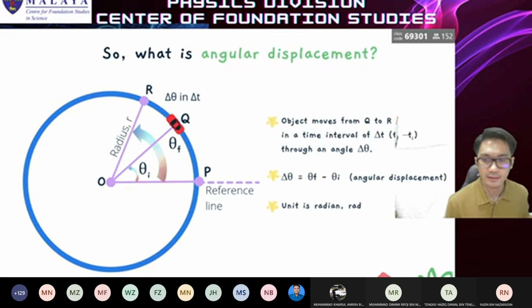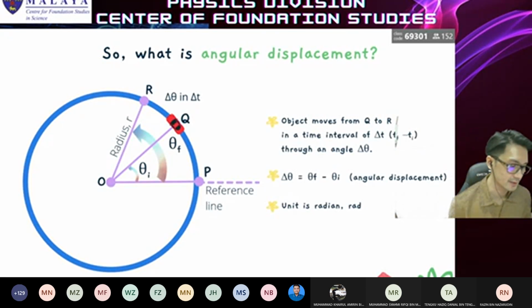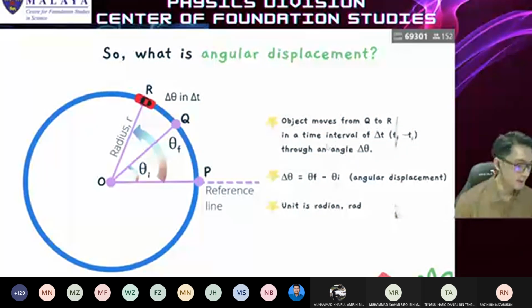Alright, next. Then now I define lah what is angular displacement. So angular displacement, kalau kita tengok here, the car tadi just move from P to Q and then dia teruskan perjalanan from Q to R. So object move from Q to R in a time interval of delta T ataupun T final minuskan dengan T initial, through an angle delta theta. So we call it delta theta. Delta theta is theta final minuskan dengan initial theta yang dia jalan daripada P to Q tadi. So the delta theta adalah theta final minus theta initial and we call this as angular displacement.